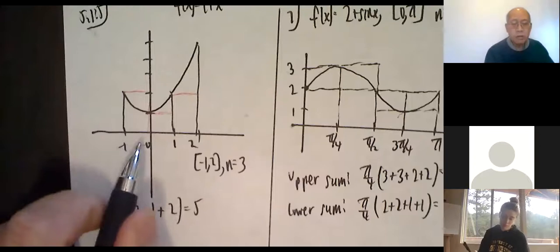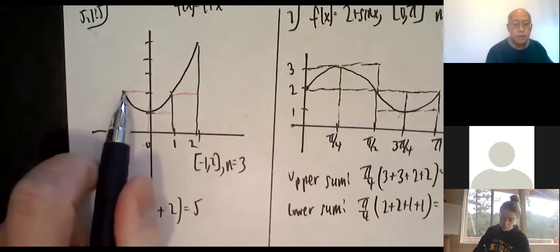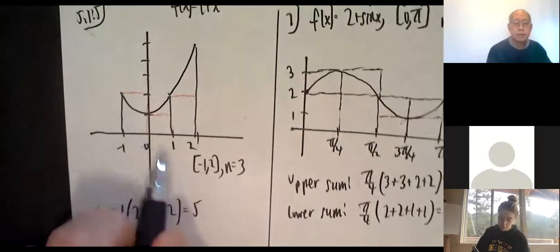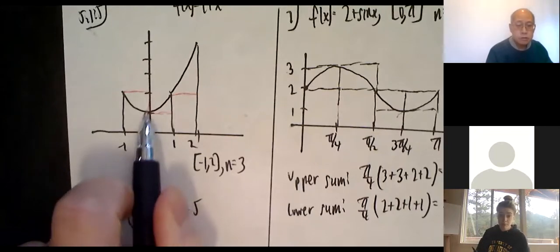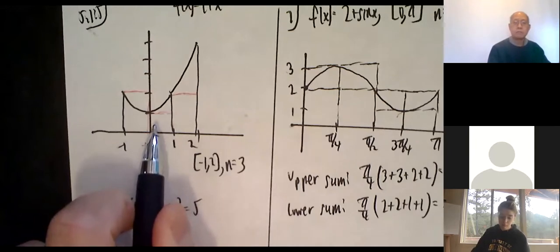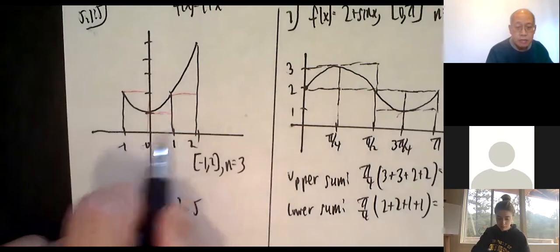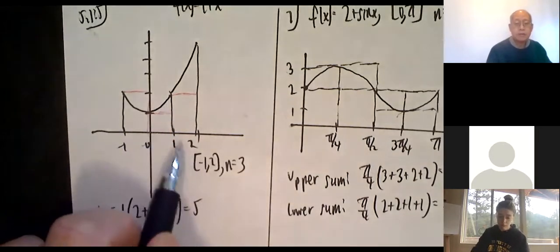So from negative 1 to 0, the left endpoint is negative 1. Go straight up, draw myself a rectangle. That's too big. Between 0 and 1, the left endpoint is 0. Go straight up until you touch the graph, draw a rectangle. That's too small. Right? I'm supposed to cover everything here. I only have this, so I lost this piece here.